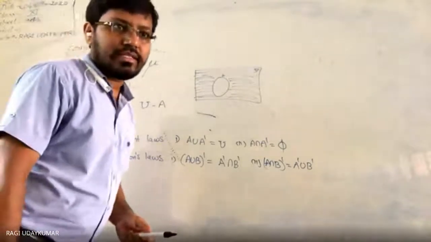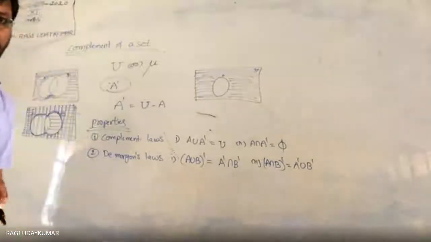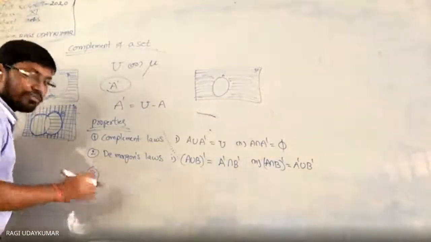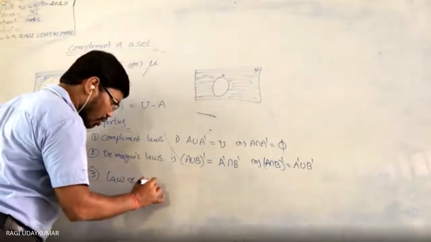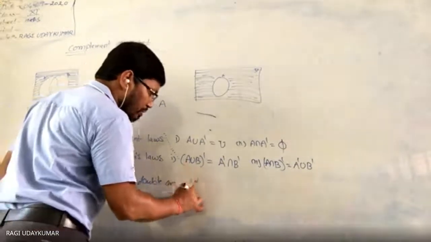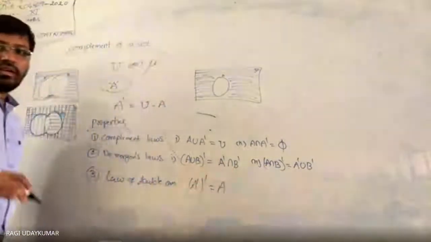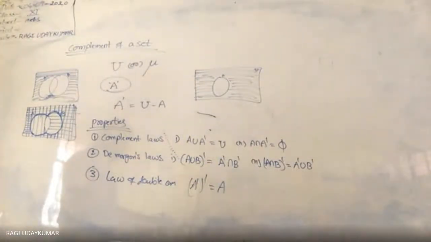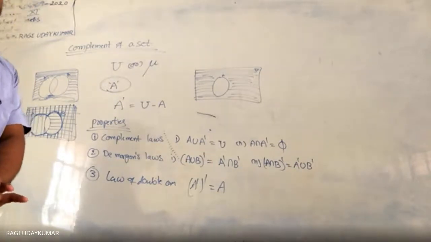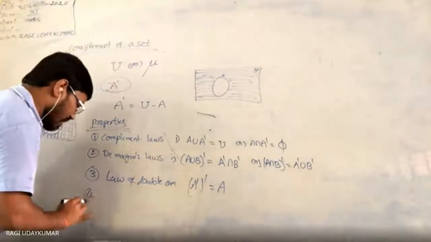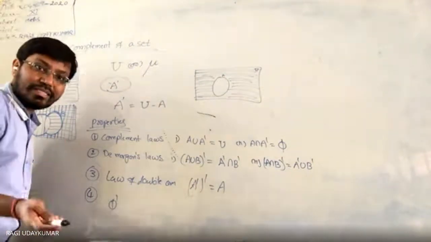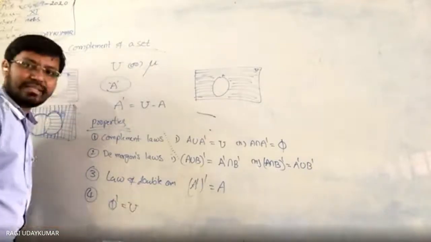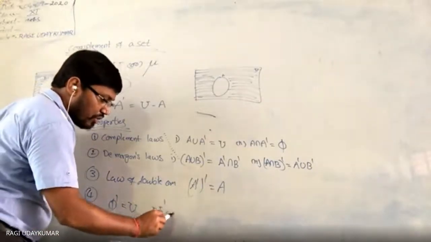Okay. So next thing is the law of the double complement. Double complement is nothing but the complement of a complement. The complement of A complement is again A. So this is the double complement law. And the fourth one is the law of the empty set and universal set. The complement of the empty set is the universal set. The complement of the universal set is the empty set.